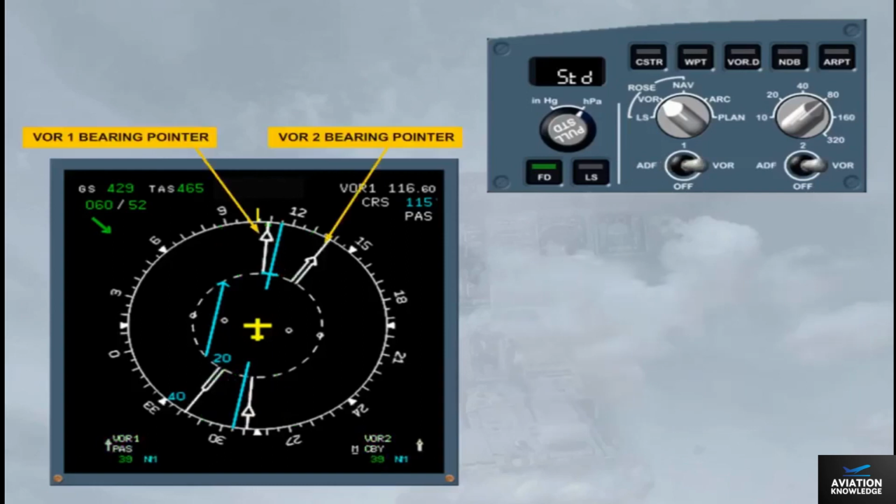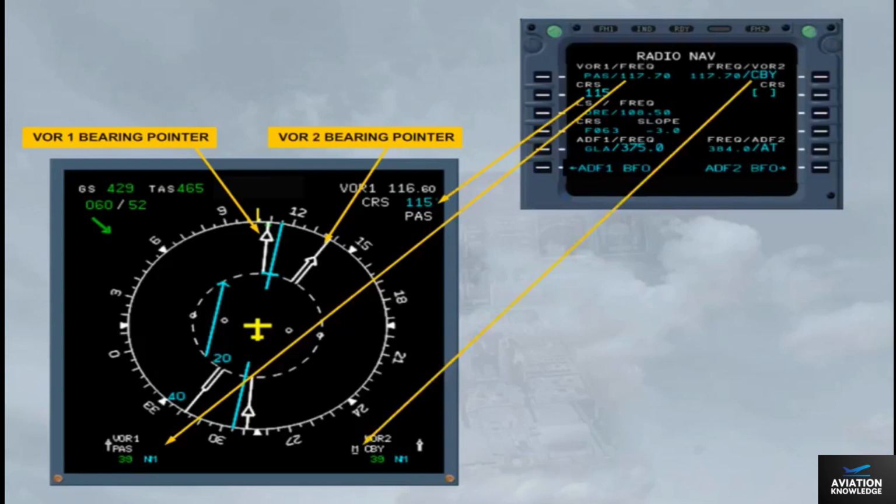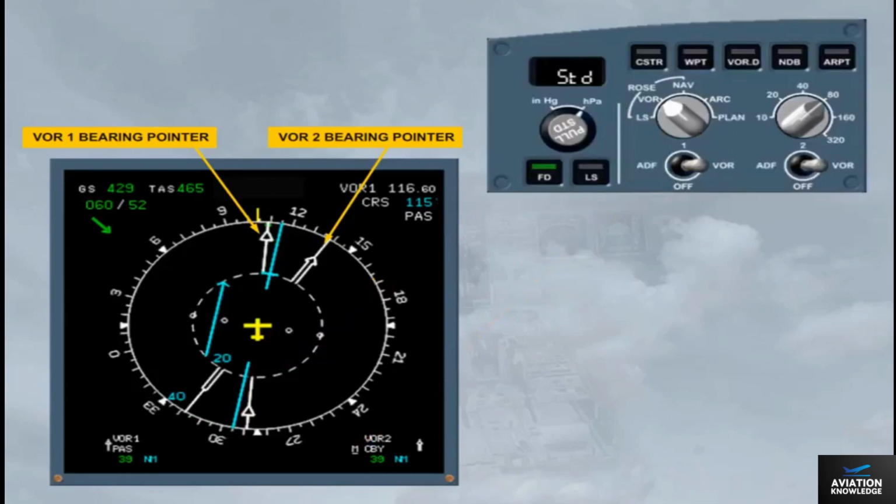The two white VOR bearing pointers are now visible. As you can see, on the RadNav page, the VOR1 is auto-tuned with its course manually entered, and the VOR2 is manually tuned. You have seen the two raw data displays. Now, let's look at the ROSE NAV display.